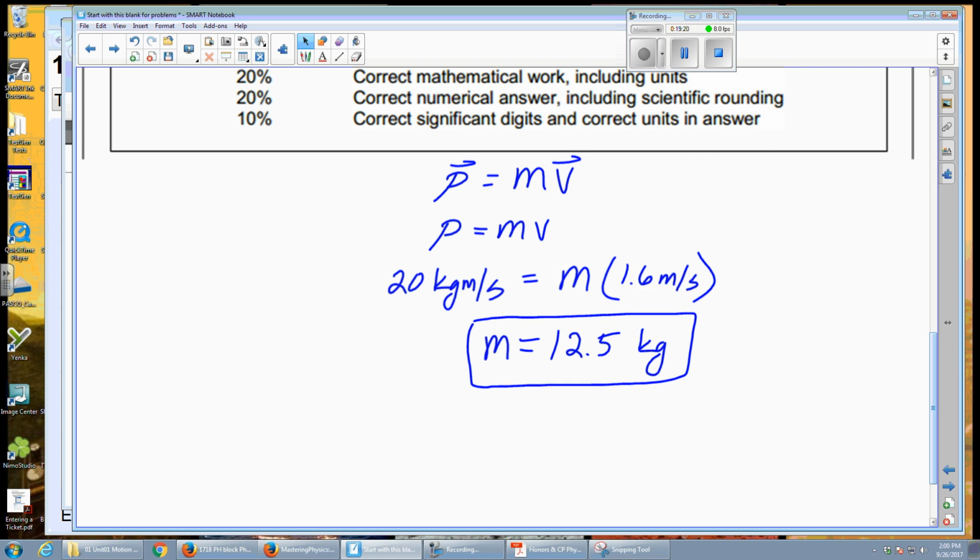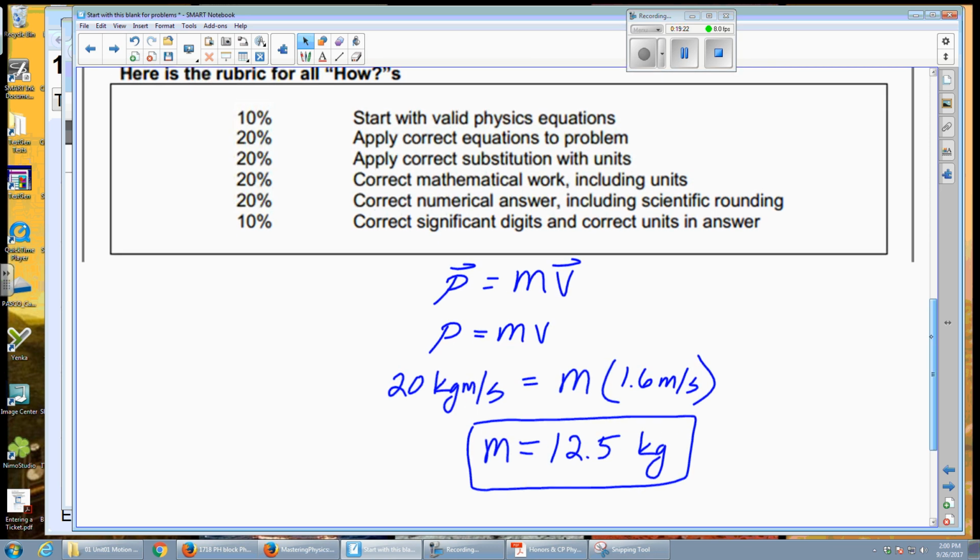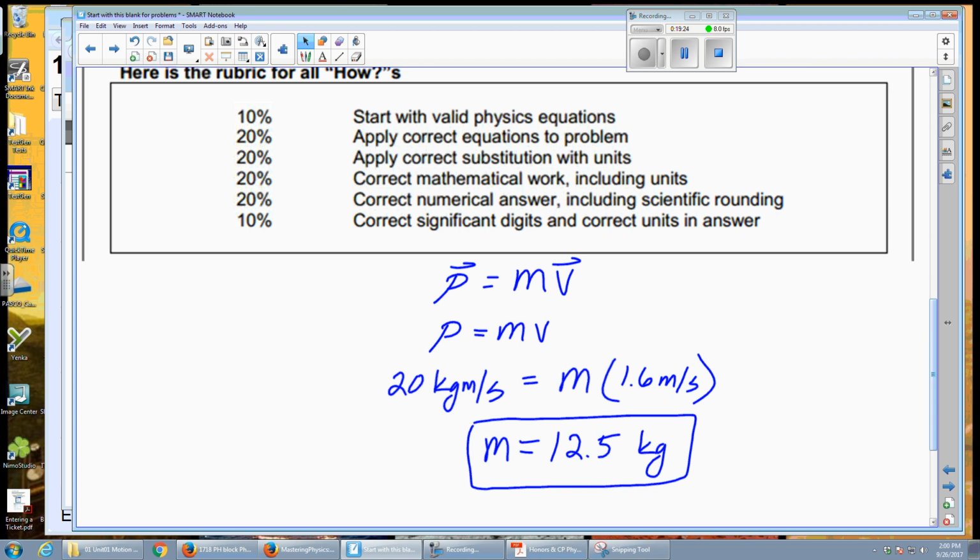Let's see if this works in my rubric. I started with valid physics equations. I hope I applied the correct ones with units. I substituted with units. I hope my math is correct. It seems right, and I used units in it. Correct numerical answer, including scientific rounding. That was exact, so I didn't have to round it. Correct significant digits, which for me means 3. So that's 3. And correct units in the answer. So it looks like I think I hit my rubric. Let's see if I got it right.